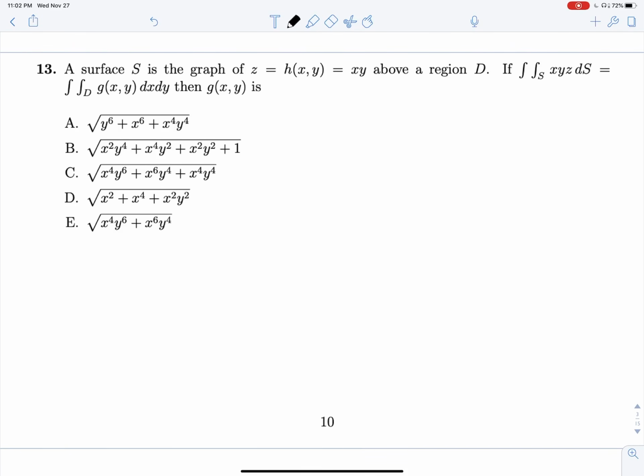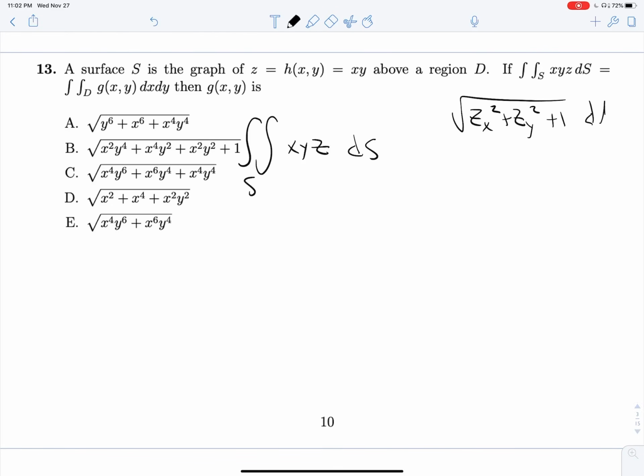So we're taking the integral of x, y, z over S dS. We know that in order to turn this into an integral over D, we need to replace this dS with the square root of zx squared plus zy squared plus 1 dA, effectively. So we can find this. Zx is just going to be y, and zy is going to be x.